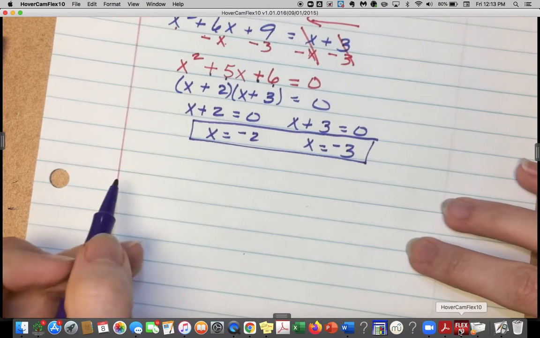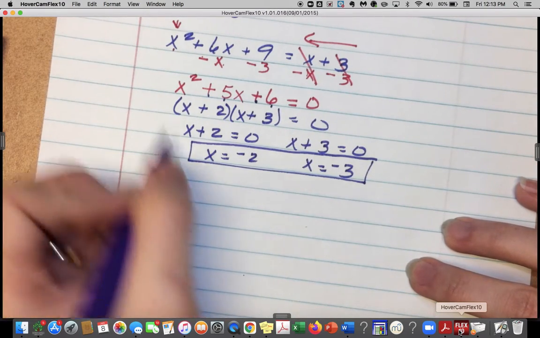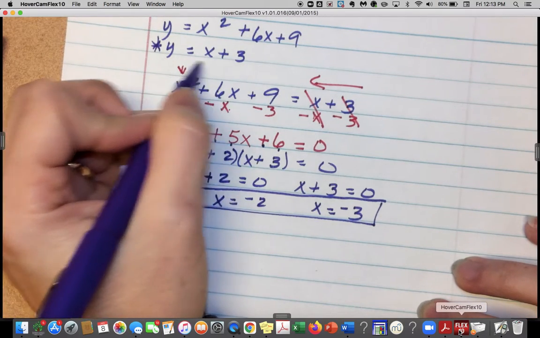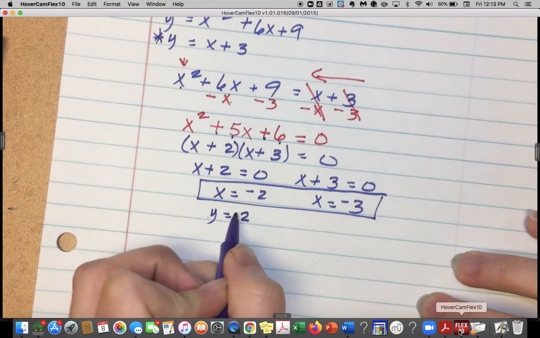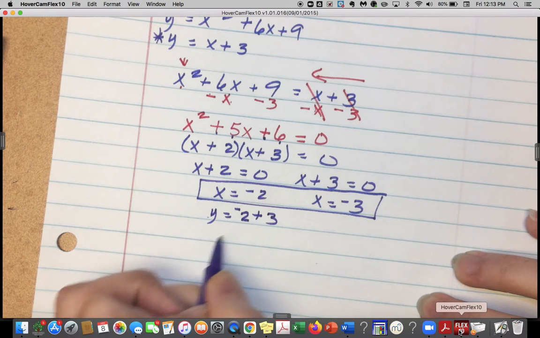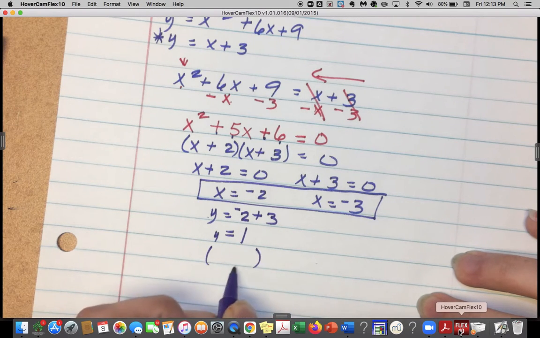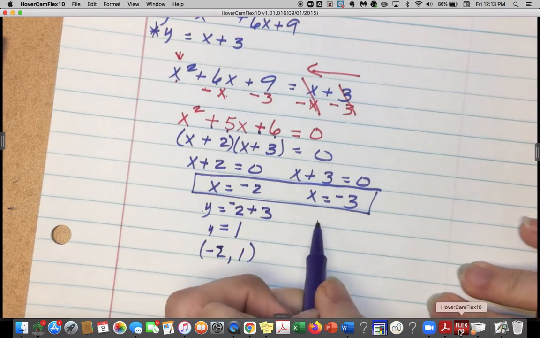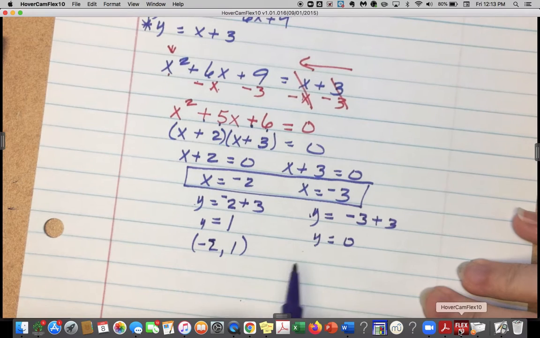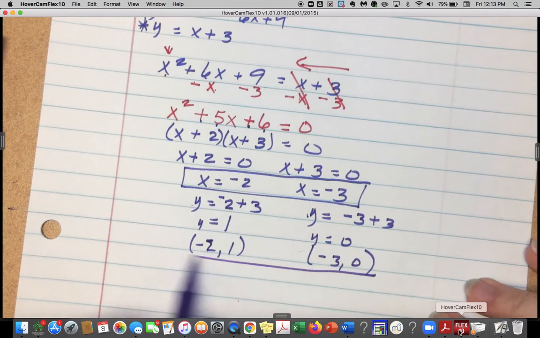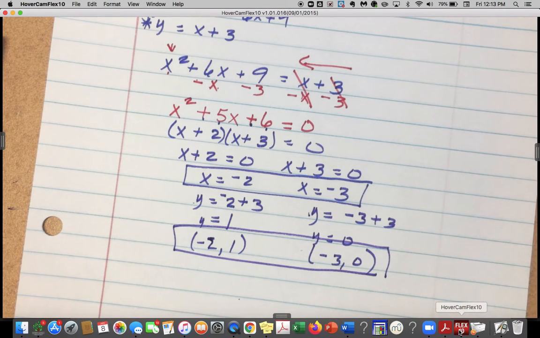Okay? If you need to find the y value, I would use the linear one right here. It's just a lot easier. So I would do y equals, and then I would put the negative 2 where the x is and work it out. So y is 1. If you're doing this, make sure you go ahead and finish it up, make it look nice by writing the ordered pair. So here I have y equals, and that would be a negative 3 plus 3, which is 0. So I'm going to have negative 3 and 0. Okay? So those are my 2 ordered pairs that are my points of intersection.